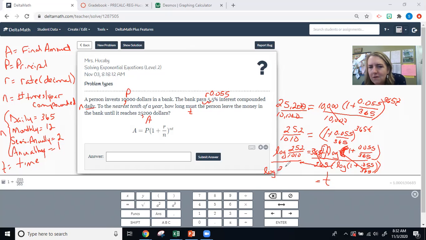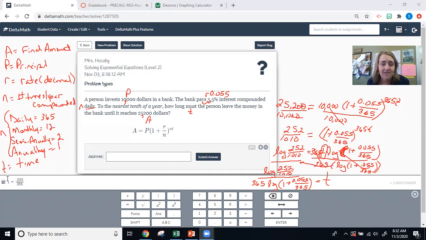Log of 25,210,10, divide that by 365 times log of what's in this parenthesis, 1 plus. You could have just gone ahead and simplified that if you want, but you're going to see when I put it in the calculator, it's going to make it so much easier. So let's get back to my mouse.